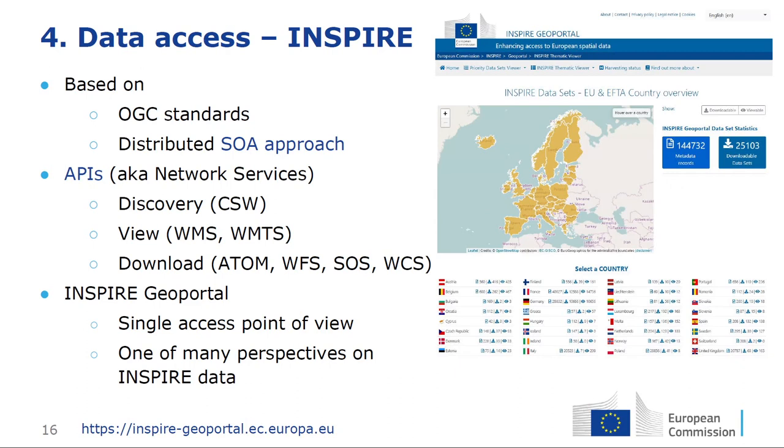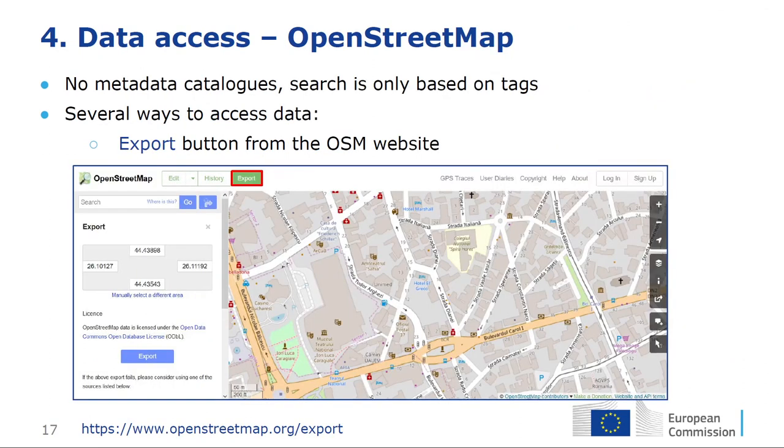INSPIRE is also looking into the newly emerging OGC standards, the newly emerging APIs. And then we have the central INSPIRE geoportal, which is the single access point to the whole infrastructure. But it is, again, one of many perspectives. Open data catalogs harvest INSPIRE data. There are national geoportals that expose it. So there are many ways of really getting hold of the content.